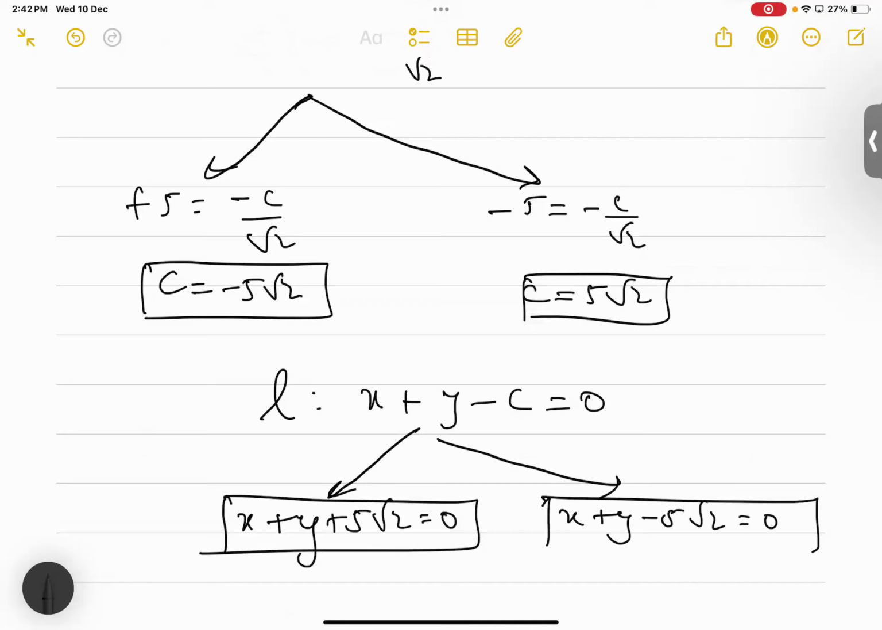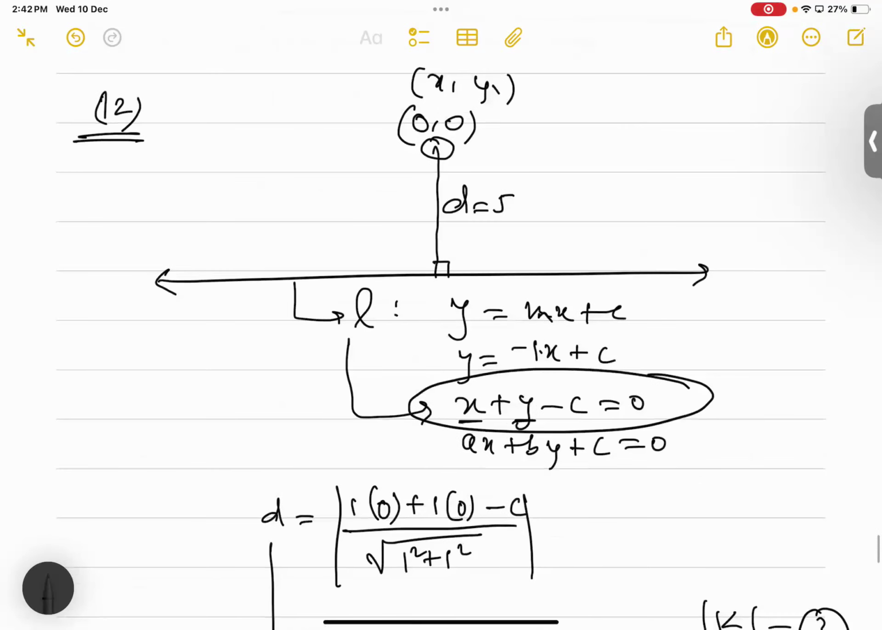Clear? Start copying. So why is it only 5 root 2? Minus 5 root 2 is also there, no?